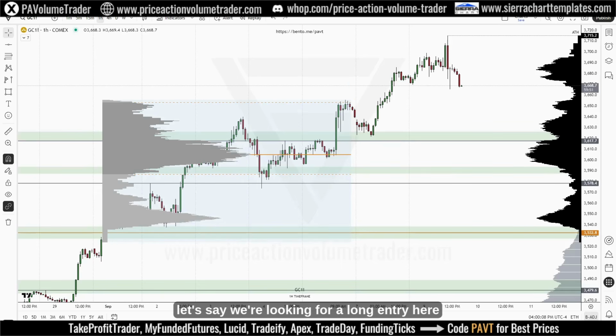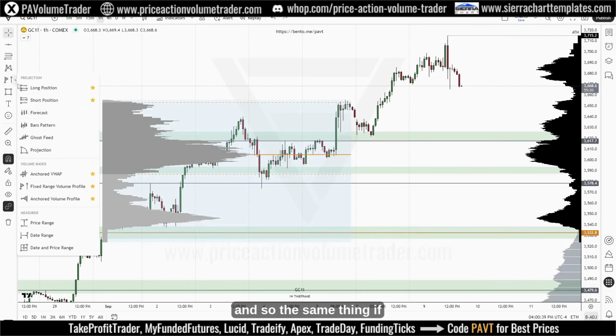Let's say we're looking for a long entry here. We have broken resistance, and on the long-term volume profile we have a very clear high volume node here. Then on this one, a very clear high volume node as well, right over here. We actually didn't quite get the retest of this broken level, but we did come into the low volume node zone. And so the same thing.